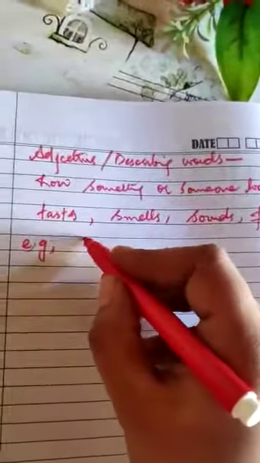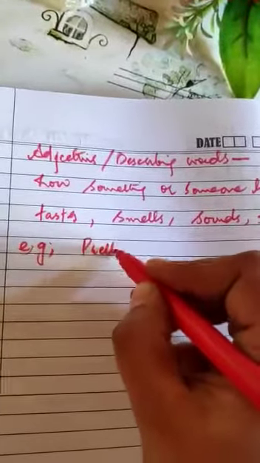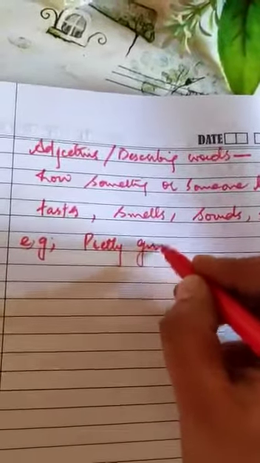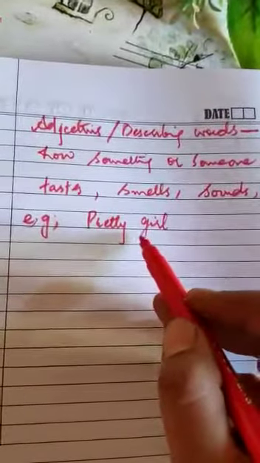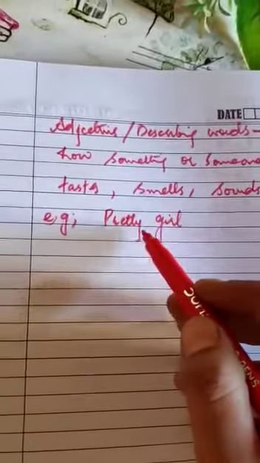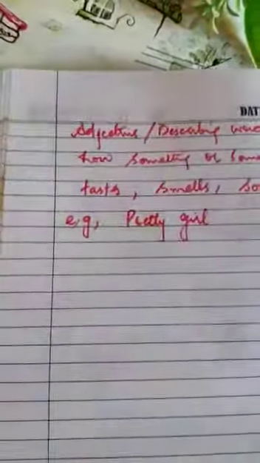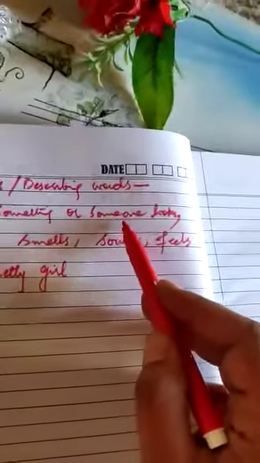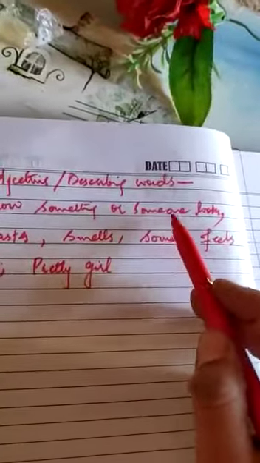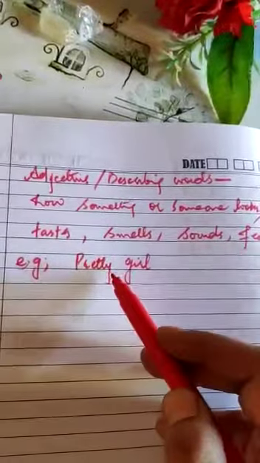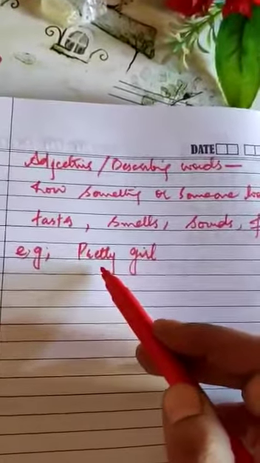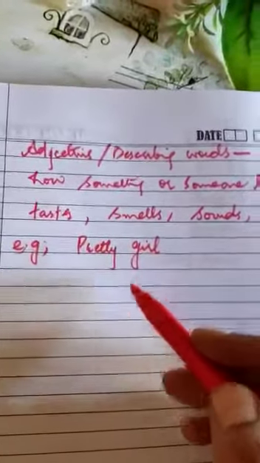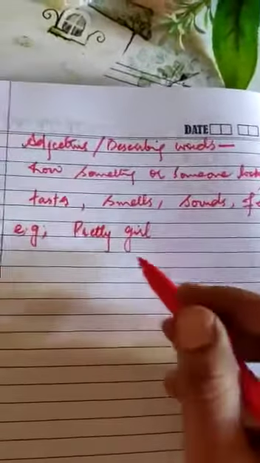For example, I can say pretty girl. Girl is a noun and she is very pretty. So pretty tells us about the look. How someone or something looks. The girl is looking pretty. Pretty is describing the girl. Pretty girl.